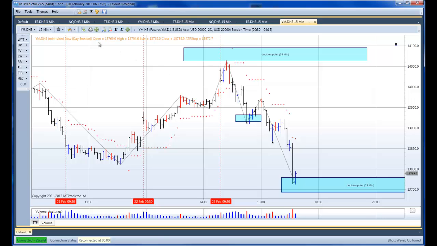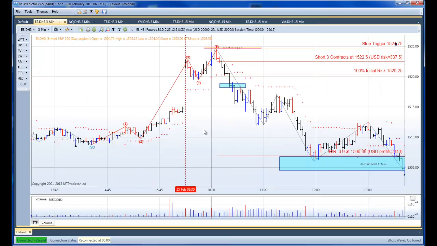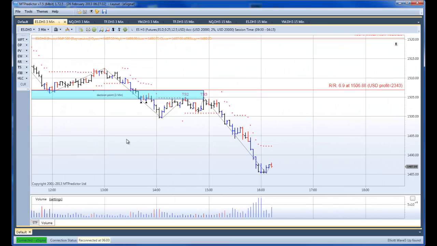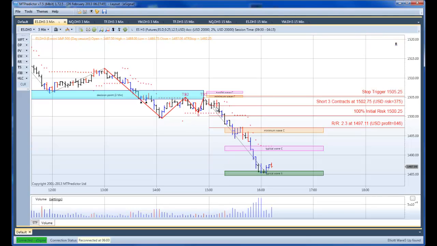Yes, there were. If we look at the ES and I scroll forward, you can see here was our decision point support. The market went through that, so therefore confirmed the large degree trend was down. It then came up and had a couple of attempts here at some sell setups. If I place the analysis on the last one, you see the market decline nicely.